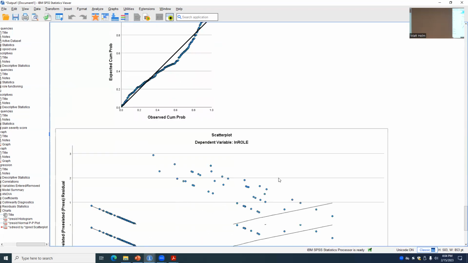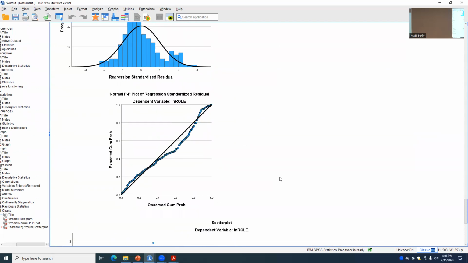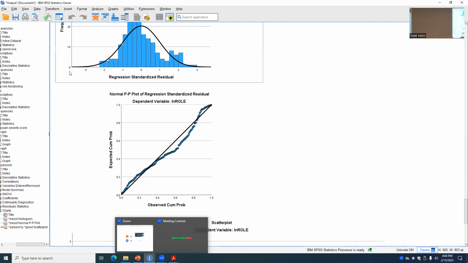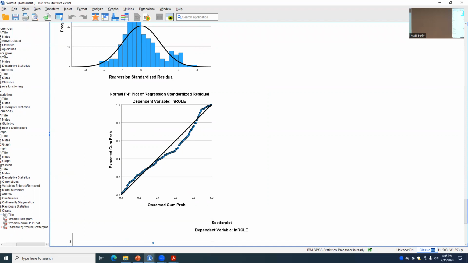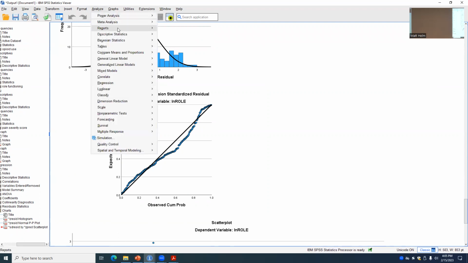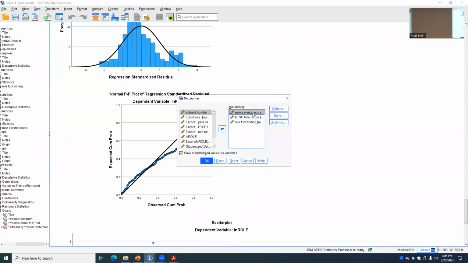All right. So we've gone through taking a look at the distribution of my residuals here. What I'm going to do now is go back to analyze. I'm going to go to descriptives. There's one I want to do now.